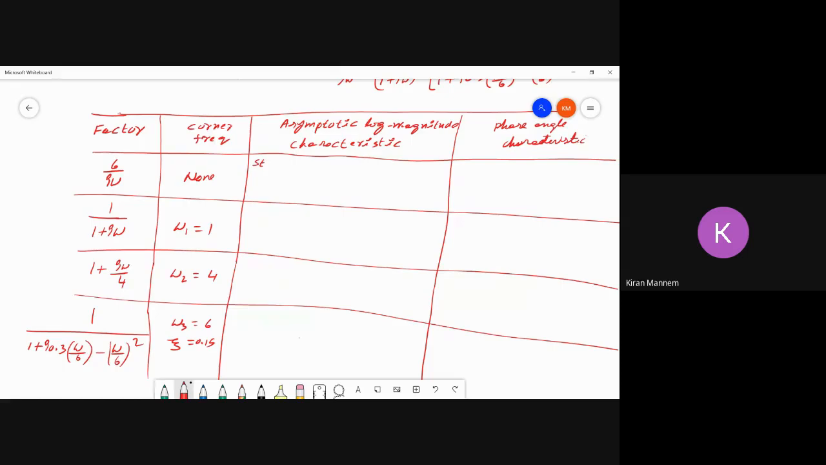I'll write here. It's a straight line with a slope of minus 20 dB per decade. So what's the meaning? So for every multiplication of omega by 10, we have a decrease in the magnitude by 20 dB.